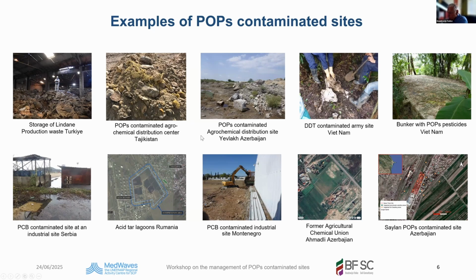This is a PCB industrial site in Montenegro. This was an aluminum melter where they had a workshop where they were repairing transformers and condensers. And this activity polluted the soil around this storage facility with PCB. This is again a former agricultural distribution center in Azerbaijan, and this is another one here in Azerbaijan, also close to the railroad station.